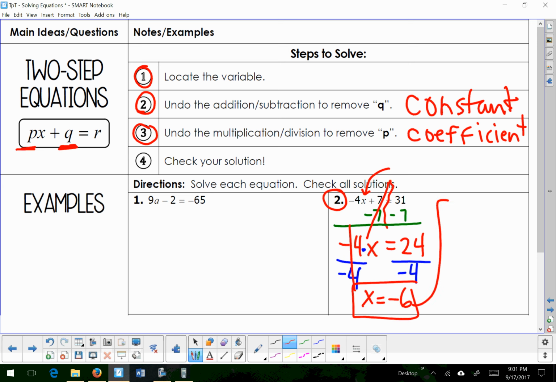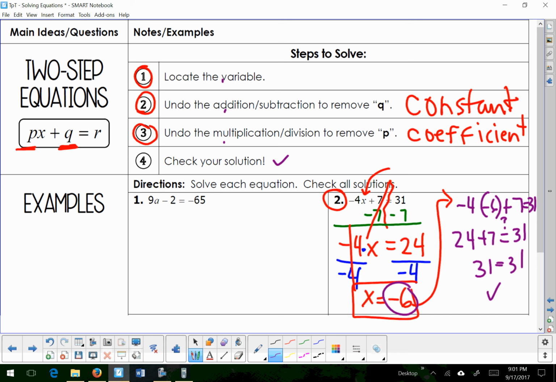You can always check your answer to see if you're right. The original sentence was negative 4 times the x value plus 7 equals 31. So if our x value is negative 6, we're going to multiply negative 4 times negative 6, then add 7, and see if it actually equals 31. Since it does, we know that we're right. Locate the variable, undo the constant, undo the coefficient, check your solution.